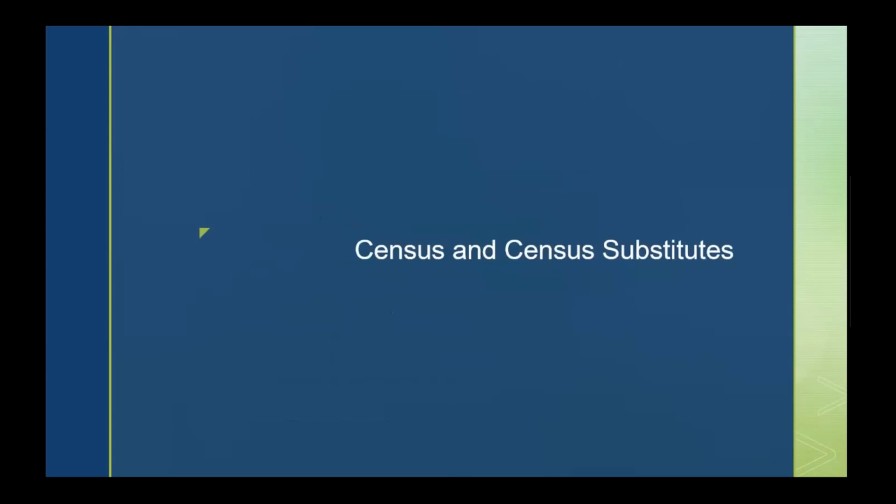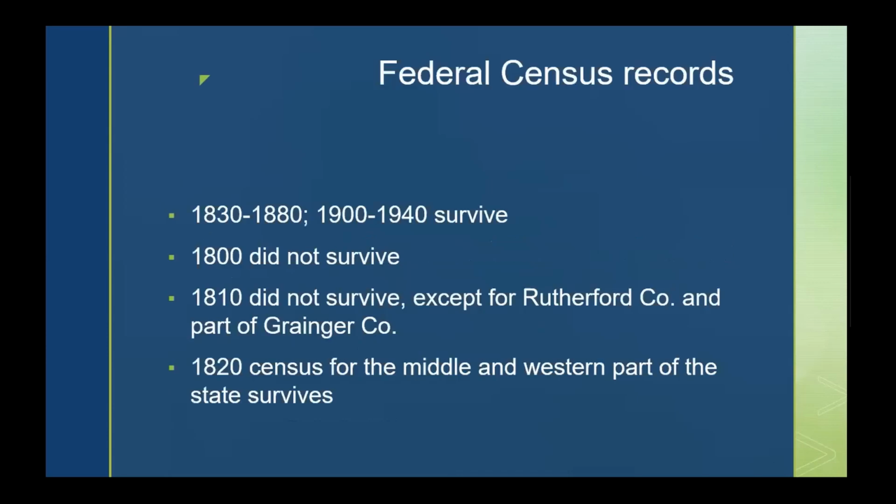Okay, census and census substitutes for Tennessee. And we're talking about the federal census. Now, Tennessee has had some census losses as well. So basically, starting in 1830, going up to 1940, those censuses survive other than the 1890 census. 1800 did not survive. 1810 did not survive except for parts of 2 counties, Rutherford and Granger. 1820 census for the eastern part of Tennessee did not survive. The middle and western part did.